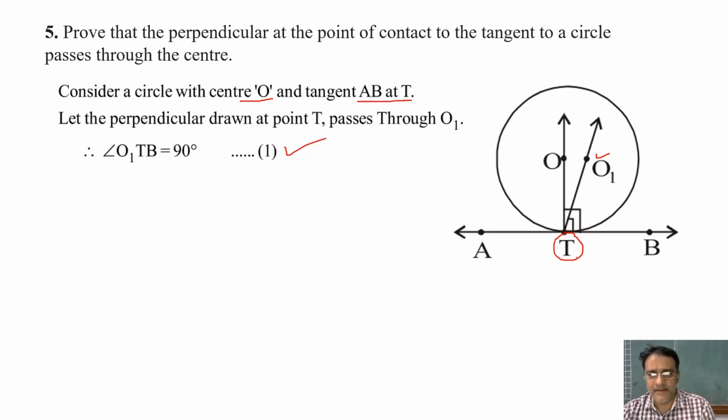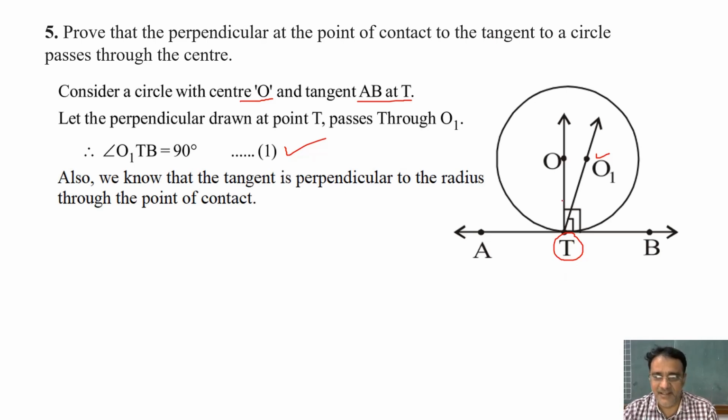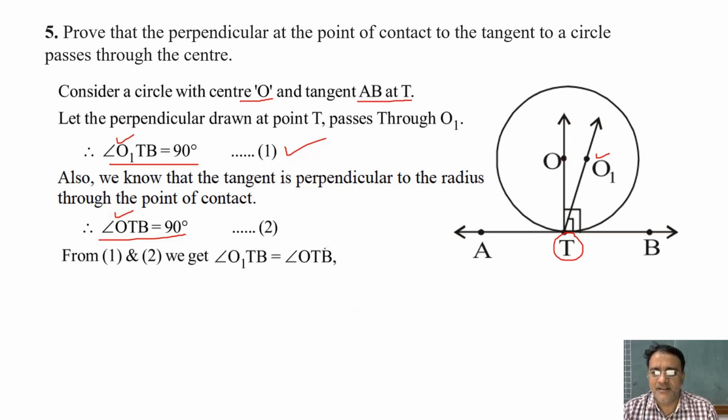Is that clear? The perpendicular is not passing through the center, that we have assumed. But what does theorem 10.1 say? Tangent is perpendicular to the radius through the point of contact. Yes. So that means OT is perpendicular to AB, or angle OTB is equal to 90 degrees. So what can you conclude from equation 1 and 2? Both are equal. These two angles are equal. But this is not possible. Why is this not possible?